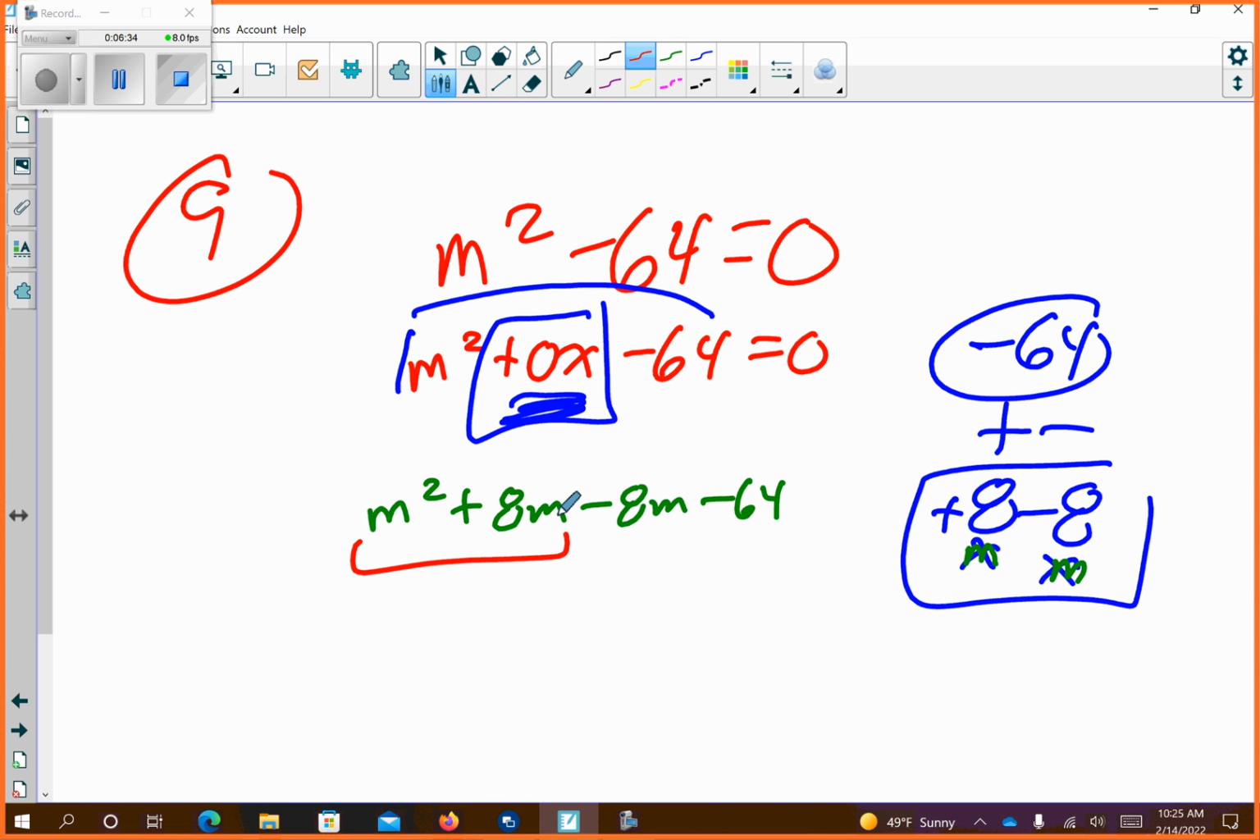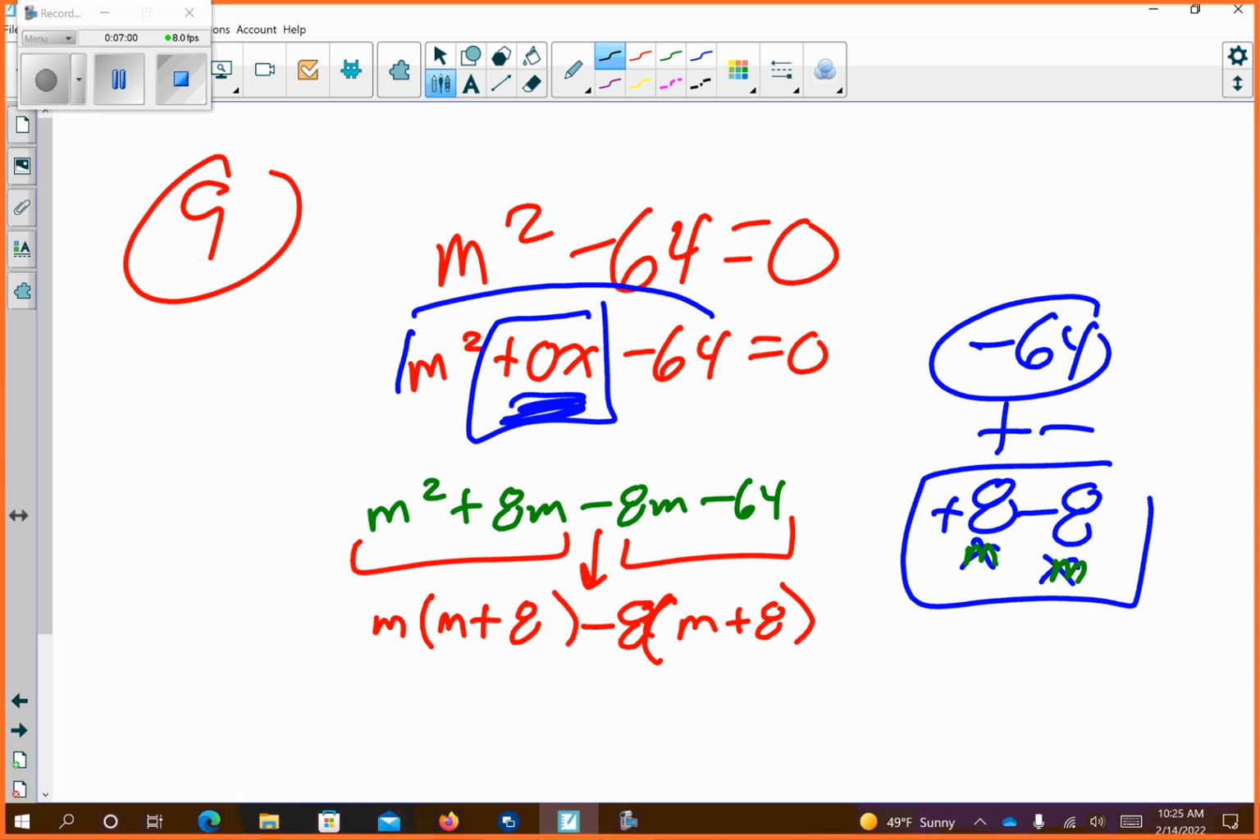What can I factor out of the first two? M. And then if I factor m out of m squared, I'm left with m. Factor m out of 8m, I'm left with 8. Negative sign comes down. What can I factor out of both of those? What did I do? So the factored version is this.